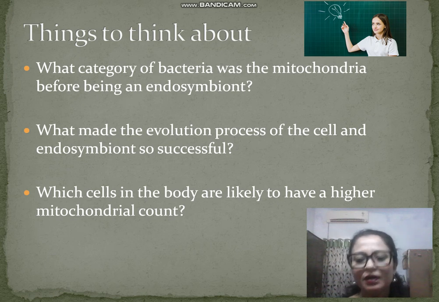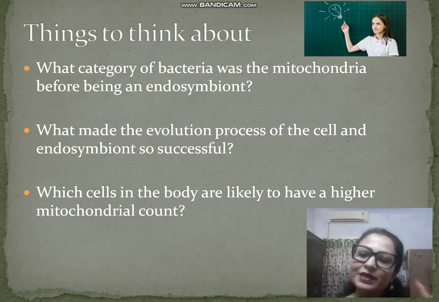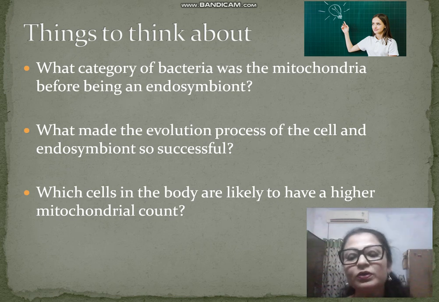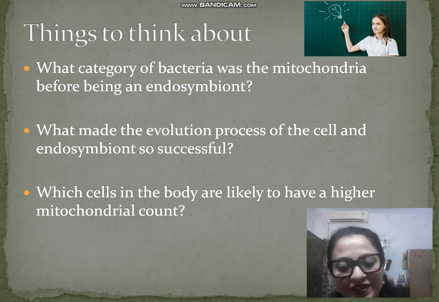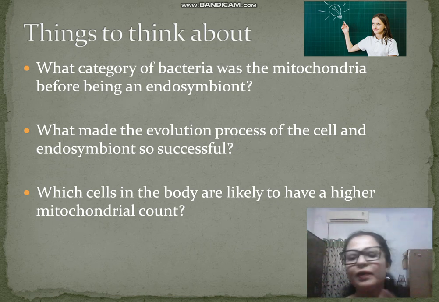So think about this. It has been shown scientifically that mitochondria is an endosymbiont. What kind of bacteria do you think this endosymbiont was before it was ingested? We know that bacteria are of different categories: aerobic, anaerobic, facultative aerobes, facultative anaerobes, obligate aerobes, obligate anaerobes. What do you think this mitochondria was, depending on what its functions are now? Think about why this entire endosymbiosis process stuck on. Why was it so successful? Through evolution, these two paired up and they remained paired. Why do you think it was so successful?